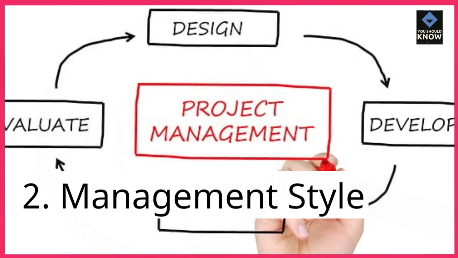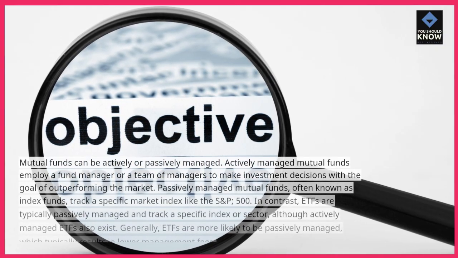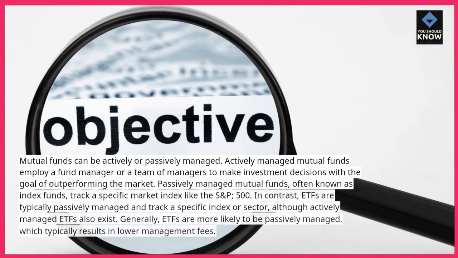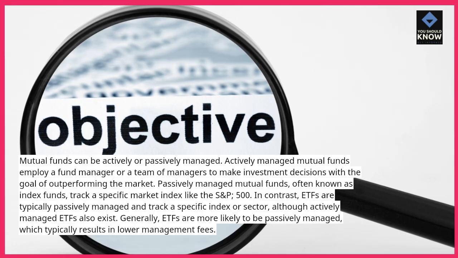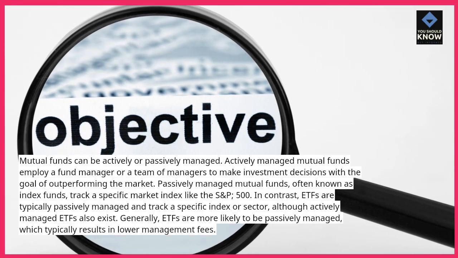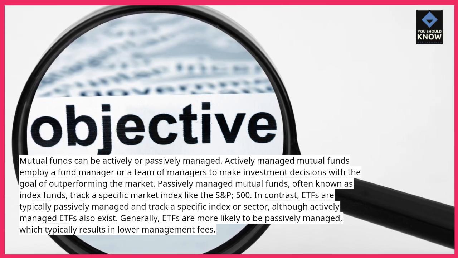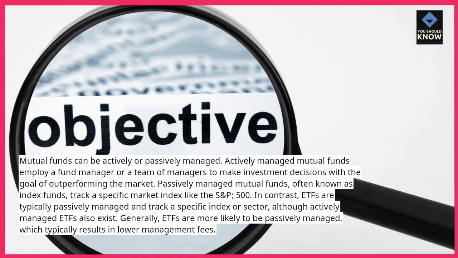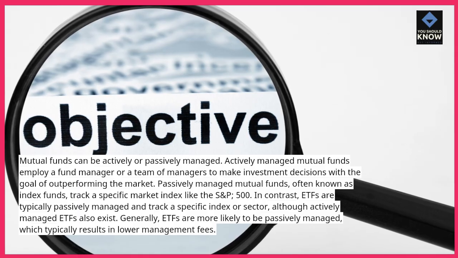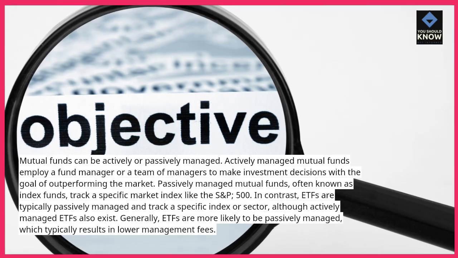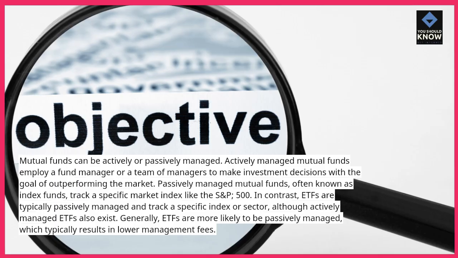2. Management style. Mutual funds can be actively or passively managed. Actively managed mutual funds employ a fund manager or a team of managers to make investment decisions with the goal of outperforming the market. Passively managed mutual funds, often known as index funds, track a specific market index like the S&P 500. In contrast, ETFs are typically passively managed and track a specific index or sector, although actively managed ETFs also exist. Generally, ETFs are more likely to be passively managed, which typically results in lower management fees.